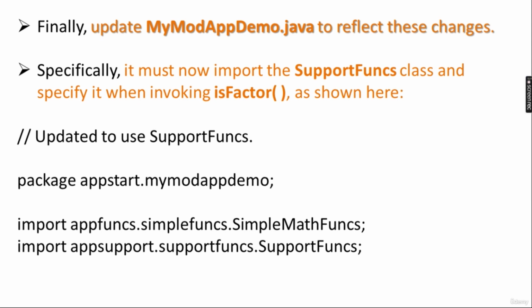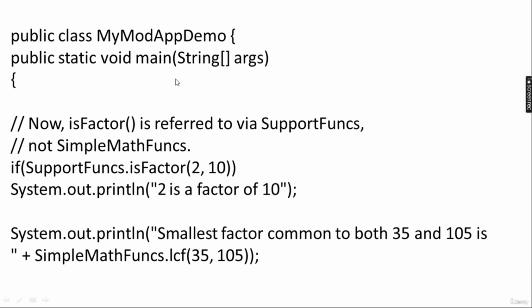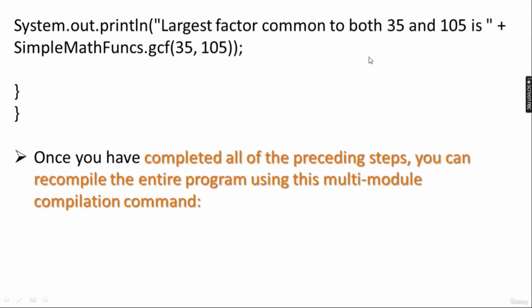Now it must import the support function class and specify it when invoking eachFactor like this. Import appfunctions.simplefunctions.SimpleMathematicalFunctions and appsupport.functions.SupportFunctions, which has the eachFactor method. So in public static void main, now we will access eachFactor via SupportFunctions, like this. In the previous example, it was SupportFunctions.eachFactor. So if 10 is divisible by 2, completely divisible, then 2 is a factor of 10. Least common factor between 35 and 105, largest common factor between 35 and 105.